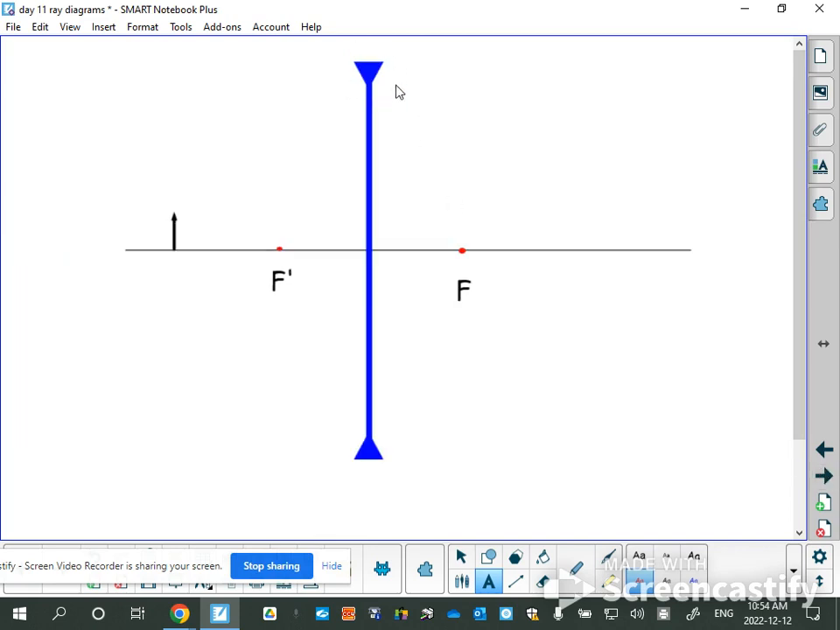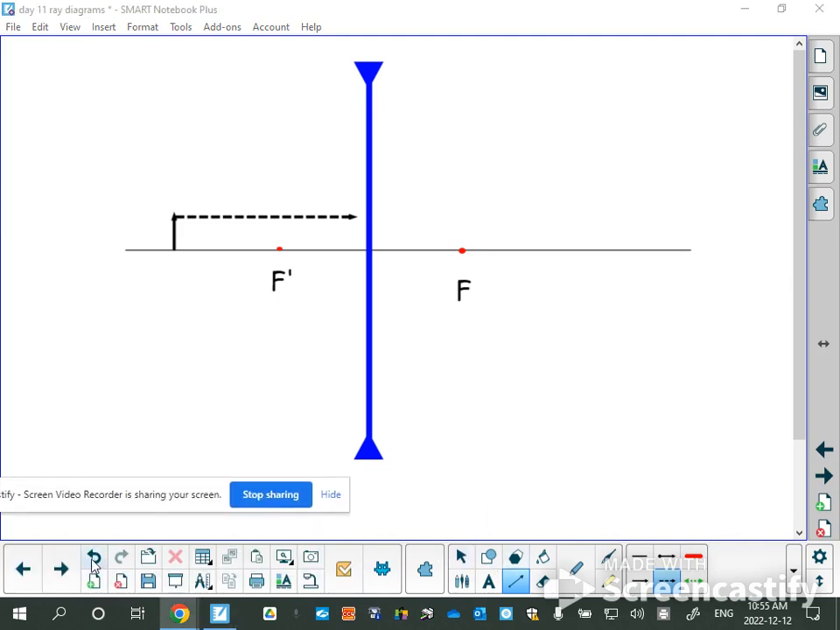I'm going to switch to a diverging lens. Remember, before doing one of these diagrams, the first thing you have to do is look to see what kind of lens am I working with here, because you should always look at the ends. Otherwise, you might draw the wrong rules on the wrong diagram, and then you'll get a strange and not correct answer.